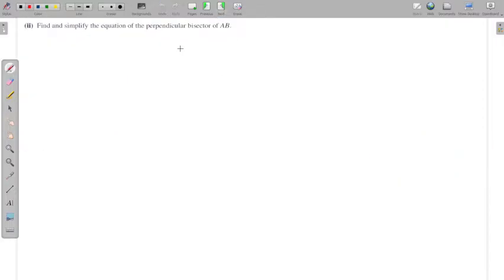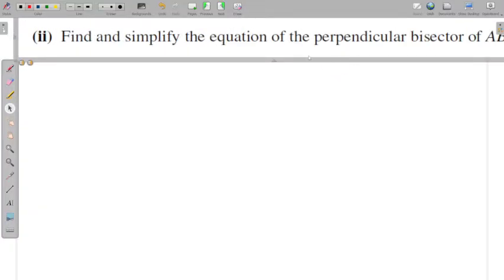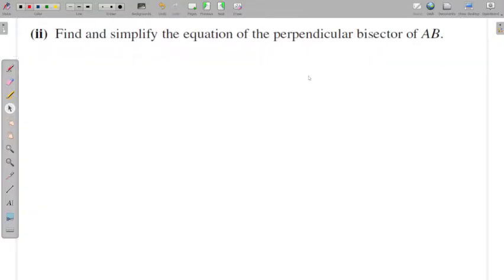Now let's move on to part 2 of this question. So part 2 says: find and simplify the equation of the perpendicular bisector of AB.